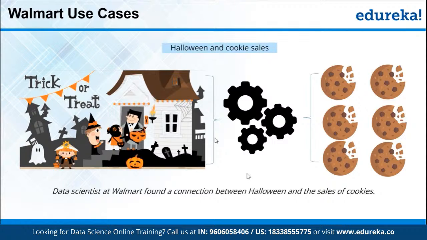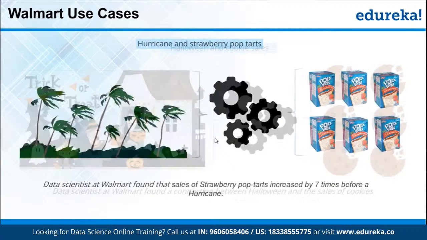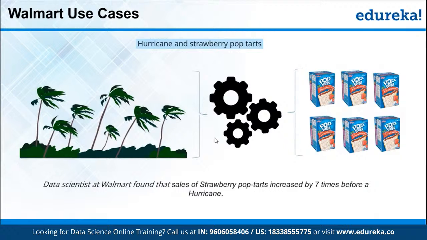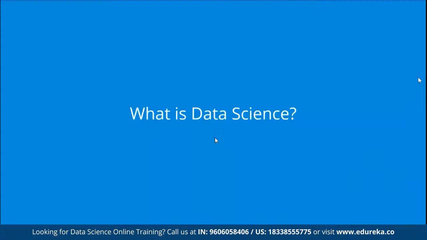So same thing when it comes to Walmart. They have done a couple of analyses, and they are saying that we have found the connection between Halloween and sales of cookies. We have found it between strawberry pop tarts and the hurricane. And then they are saying that, okay, we know what are the products which are in demand, which we should start selling. Okay, so now all these are examples of data science.